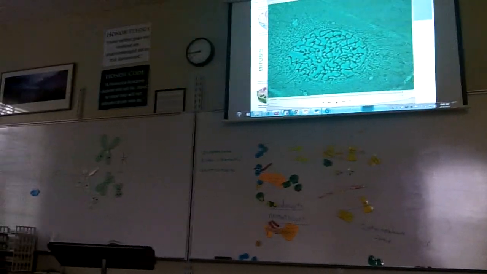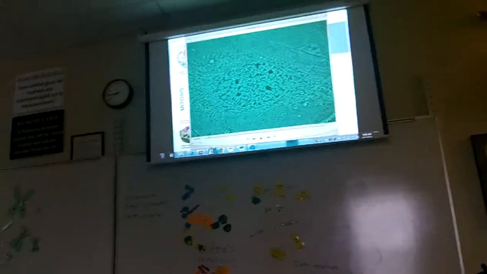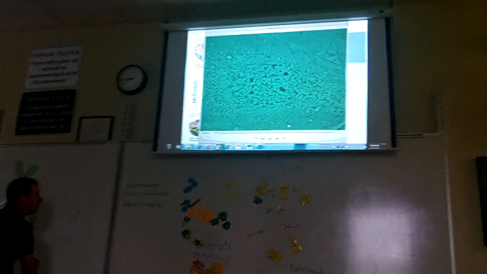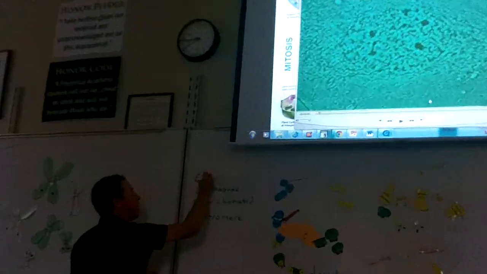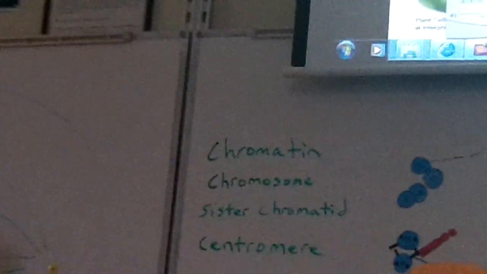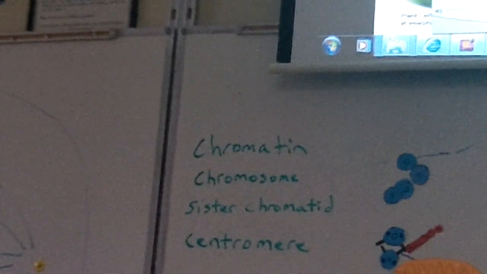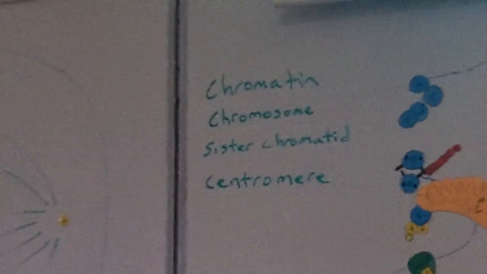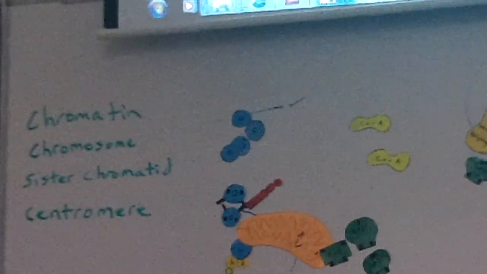It's called chromatin when it's just laying out here. That's another C word you need to know. It's called chromatin when the DNA is just laying out in the nucleus. And then it's called chromosome when it coils up so we can move it.